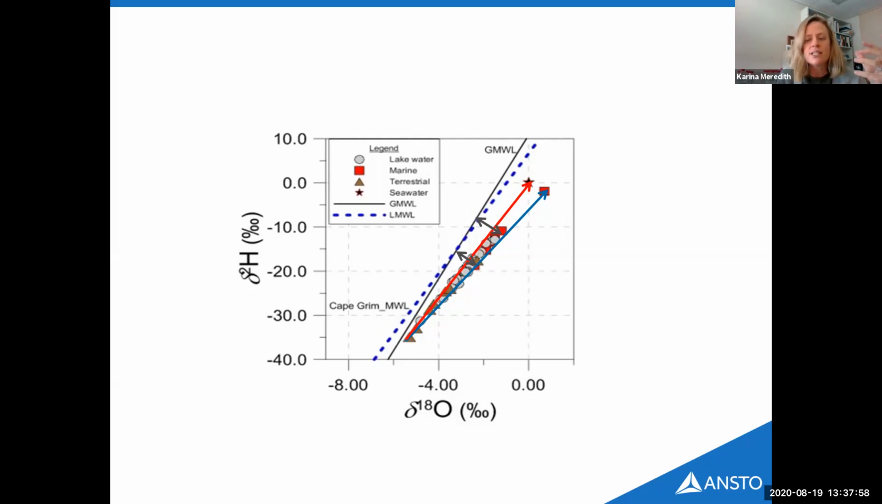This is really interesting because we want to look at this in time series. You can actually monitor evaporation or any of these processes if you have time series on lakes.